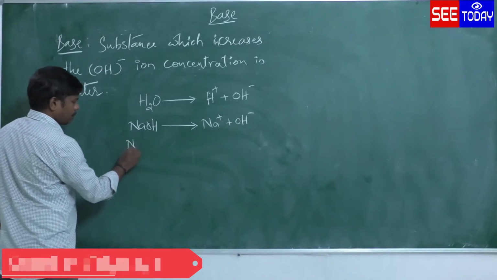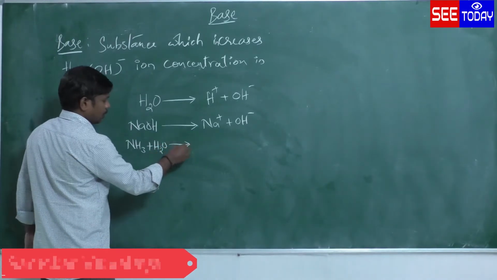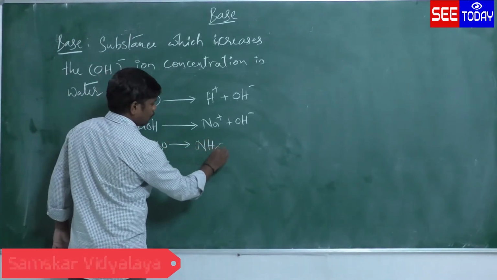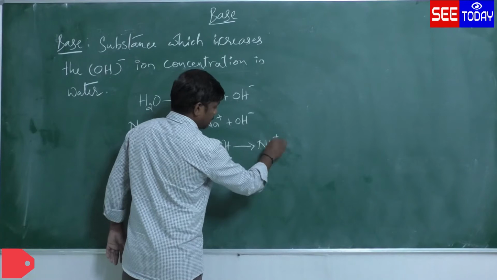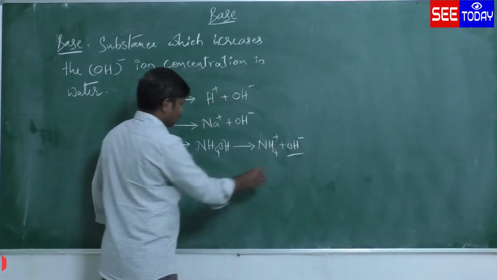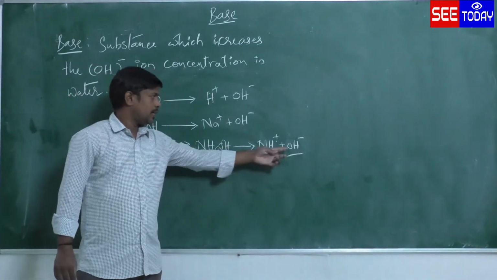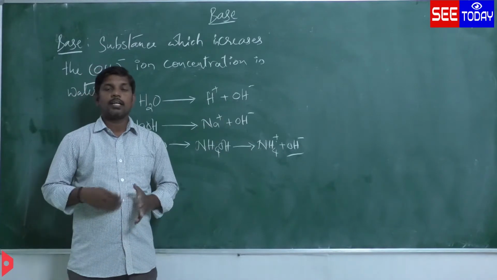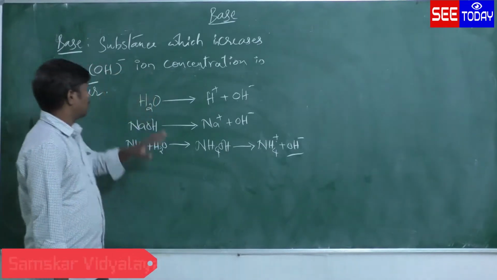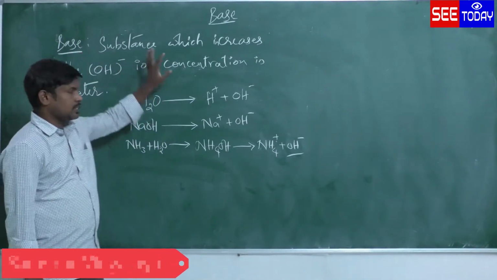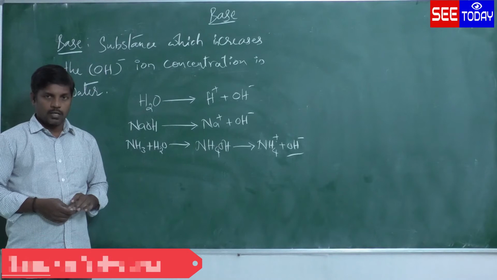Similarly, if we add NH3 to water, it will become NH4OH and this will dissociate into NH4 plus and OH minus ion. So when it is added to water, it is converting into NH4OH and dissociating into these ions. So here the hydroxide ion concentration is increasing. That substance we call a base. So, the definition: bases are the substances which increase the concentration of the hydroxide ion in water.